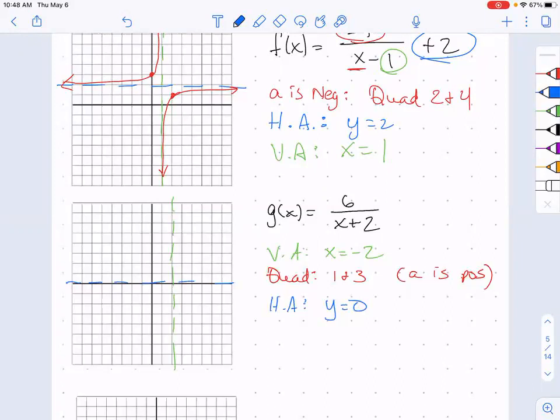I did that wrong, didn't I? What did I do wrong? I put the vertical asymptote at +2. It should be over here at -2. I wrote -2, but I drew it in the wrong place. Does that make sense? So I know I'm going into quadrants 1 and 3. I just need to find some specific points now.